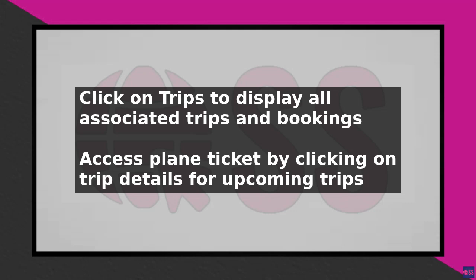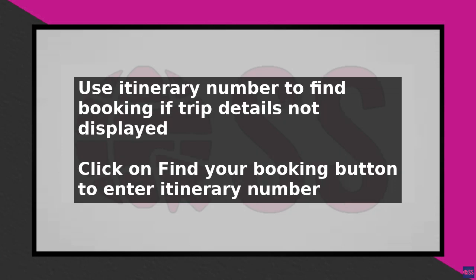This will display all the trips associated with your account. If you have upcoming trips, they will be listed, and you can access your plane ticket by clicking on the trip details. If the trip details are not displayed, you can use your itinerary number to find your booking. Click on the Find Your Booking button. Enter your itinerary number, which can be found in your email confirmation, and click Continue. This will grant you access to your plane ticket.